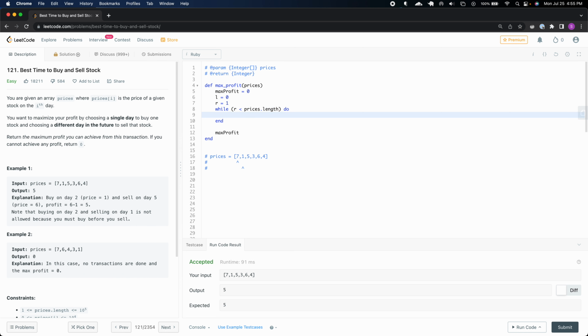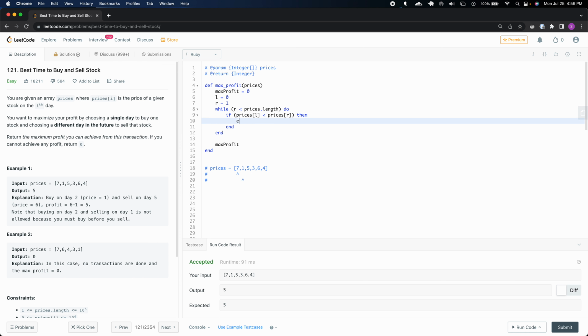and we always want to make sure that the left value is less than the right value, because that would be a profit, otherwise it would be a loss. So we want to check if prices at the position of L is less than prices at the position of R, then we're gonna be checking for a profit then.